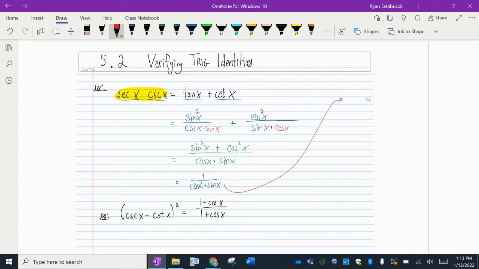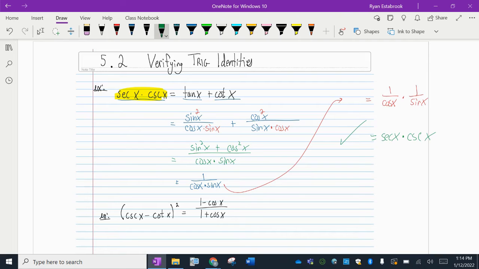Well, I know I could split this. I could call it 1 over cosine times 1 over sine, right? 1 over cosine times 1 over sine. And what is 1 over cosine? What's 1 over sine? Which is what we're trying to get. So I put a little check mark there, say it's verified.